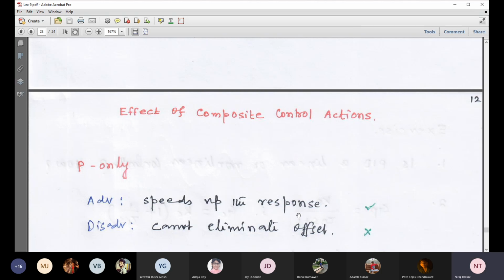But what is not taken care of by proportional action? Offset. Proportional action speeds up the response, that is the advantage. But proportional action cannot eliminate offset, that is the disadvantage. Now we want to take care of this second issue. What can we do, students, to eliminate the offset? What is your suggestion?